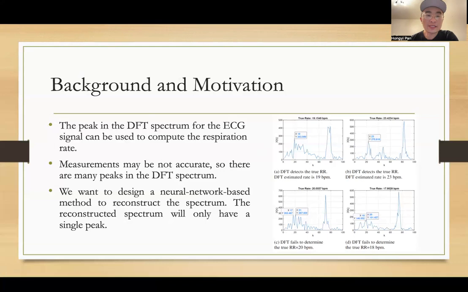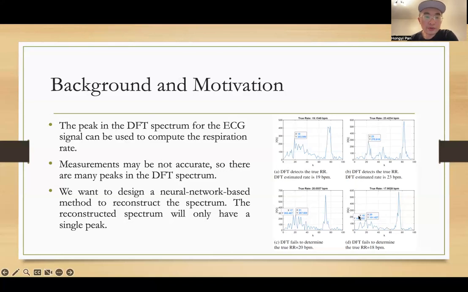However, sometimes the measurements may not be accurate. This is because we have noise or other improper measurement. So for example, in this case, the true rate is 20 BPM, and we have two peaks. One is at 17, and another is at 21. And here's another case. The true rate is 20.9, but you can see that the value at 20 is higher than at 18.